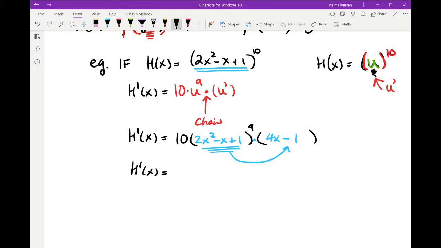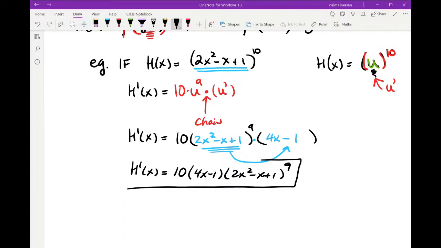A lot of the times you'll find that in most textbooks they go from smallest to biggest factors, so they would write the 10 first, and then the 4x minus 1 next, and then the 2x squared minus x plus 1 to the 9th last, and you'd get that as your answer. Again, don't freak out about this, right? We're just getting the idea of this rule right now, and what we're going to do in class tomorrow is spend the whole day figuring out how to do your product rule, your quotient rule, and your chain rule until you're super, super good at it.